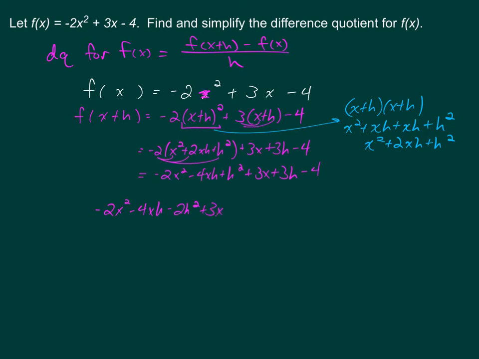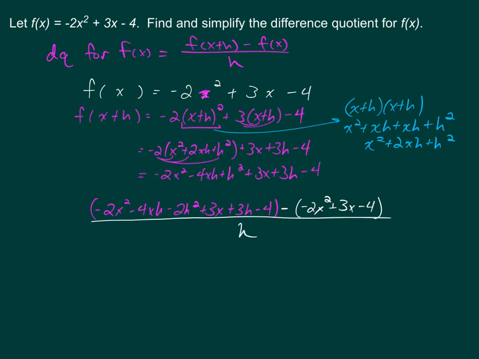Plus 3x, not squared, plus 3h minus 4. And from this, as you can see in the difference quotient, we will be subtracting f of x. So we will subtract, we already know what f of x is, that's negative 2x squared plus 3x minus 4. And then the very last thing is that we will divide all of that difference by h. So all of that will be over h.